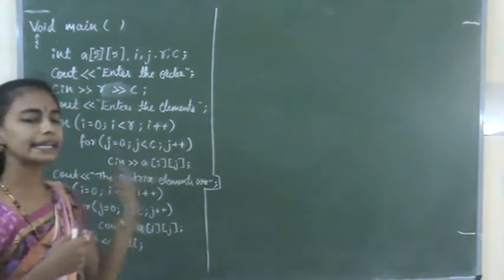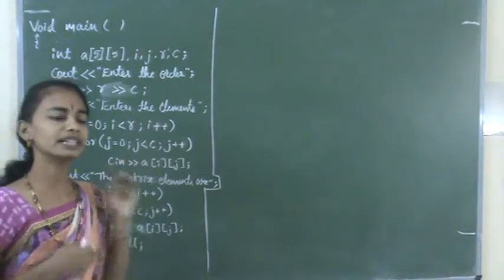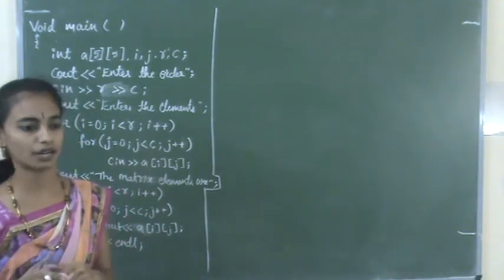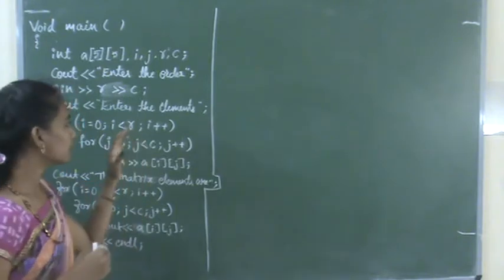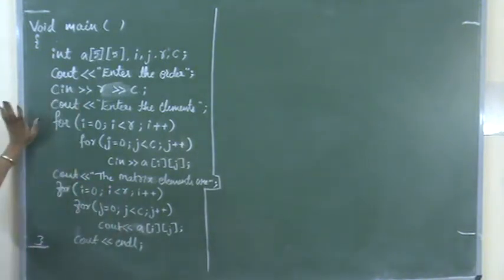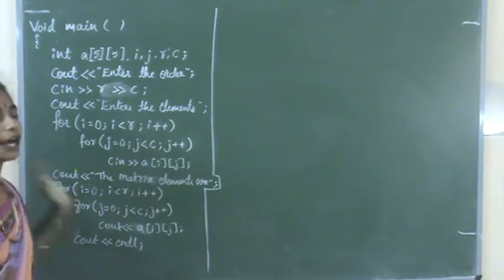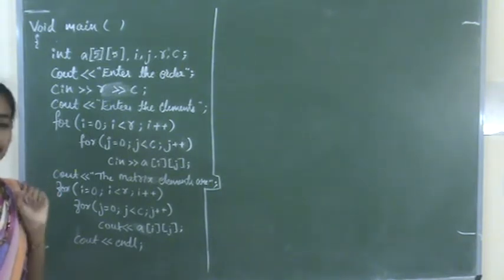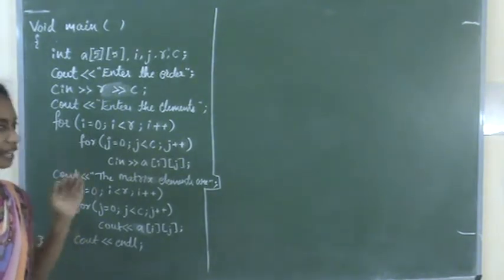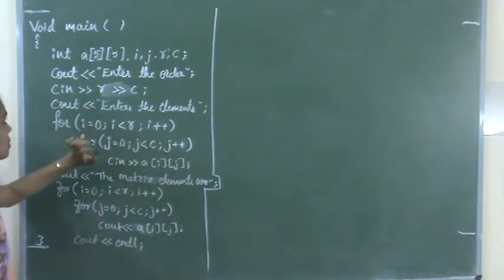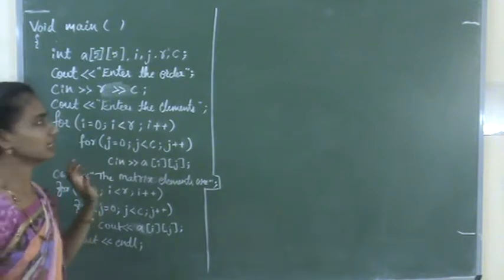Likewise, reading the elements is also of two types: row major order and column major order. We can read the elements in the method of row major order or column major order. So this is a program to read and print the array elements in row major order, which means first it will read the first row elements, then second row elements, and then third row elements, likewise. For printing, the same code will be used. So first we are using the row method, right?